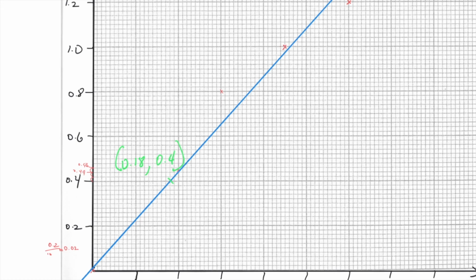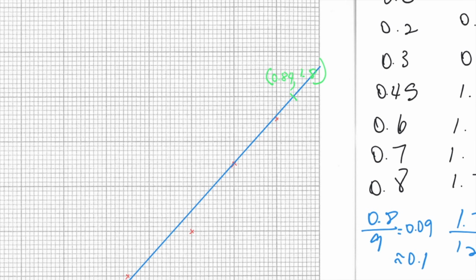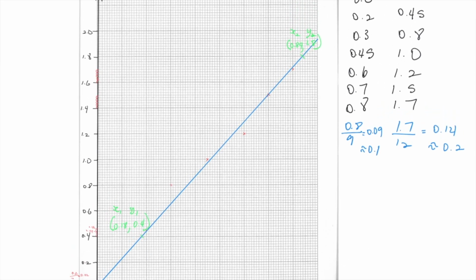So remember, whatever is on the left side, that's our x1, y1. So this is x1, y1. And what is on our right will be x2, y2. So now we have these values.